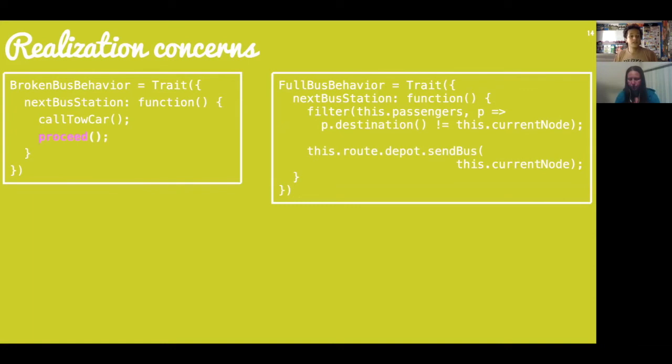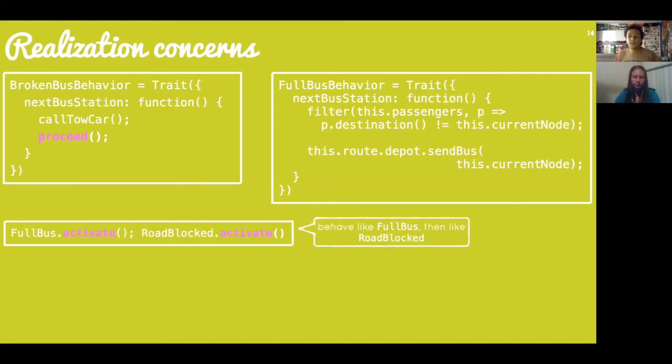Think about these two adaptations, the adaptation for a road blockage and the adaptation for a full bus. Three things can happen when these adaptations happen at the same time in the environment. So first, what happens if we see the full bus adaptation before the road blocked adaptation? Then the system will behave first with the full bus behavior, and then will behave like the road blocked behavior, right? And in this particular case, since the full bus behavior does not proceed, we will only see this behavior.